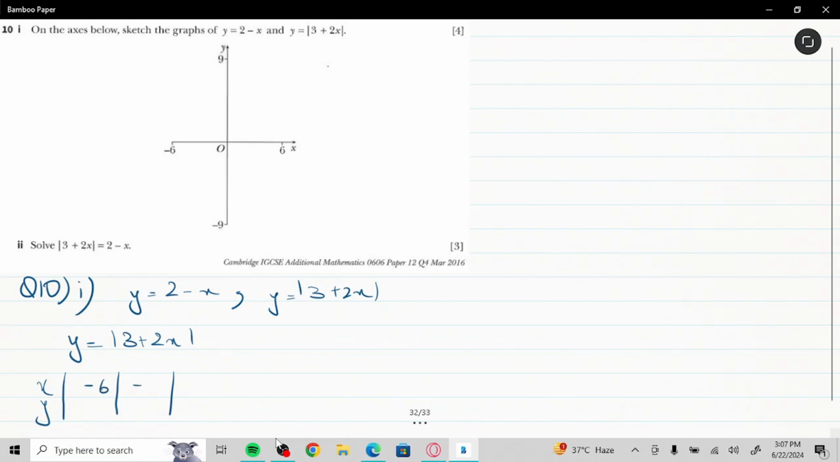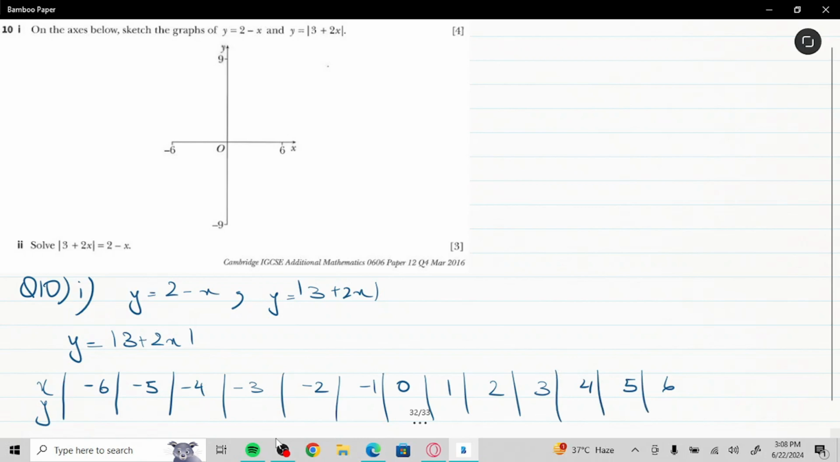Minus 6, minus 5, minus 4, minus 3, minus 2, minus 1, 0, 1, 2, 3, 4, 5, and 6. What I'm going to do is make some lines there, separate them, and then find the y values for these. So negative 6 multiplied by 2 is negative 12. Negative 12 plus 3 is negative 9, but after it passes through our modulus, it becomes 9.